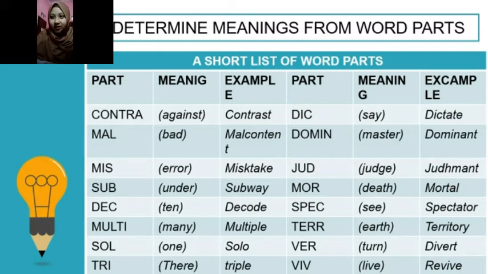Judge, judgment. Mort, death, mortal. Spect, see, spectator. Terr, earth, territory. Vert, turn, divert. Vit, life, revive.